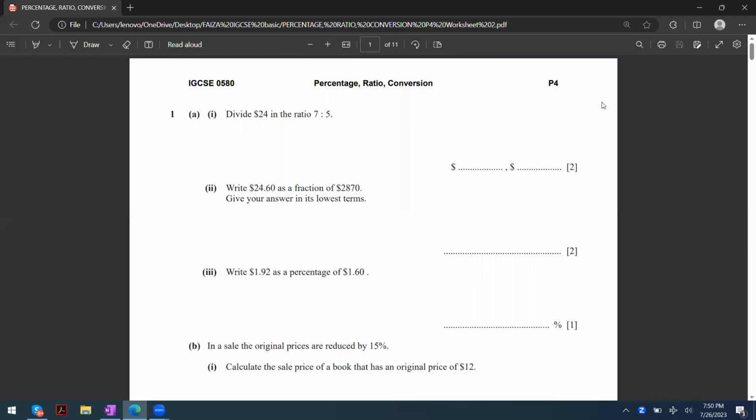Start from number one. Let's start from the number one question. These are all P4 questions.